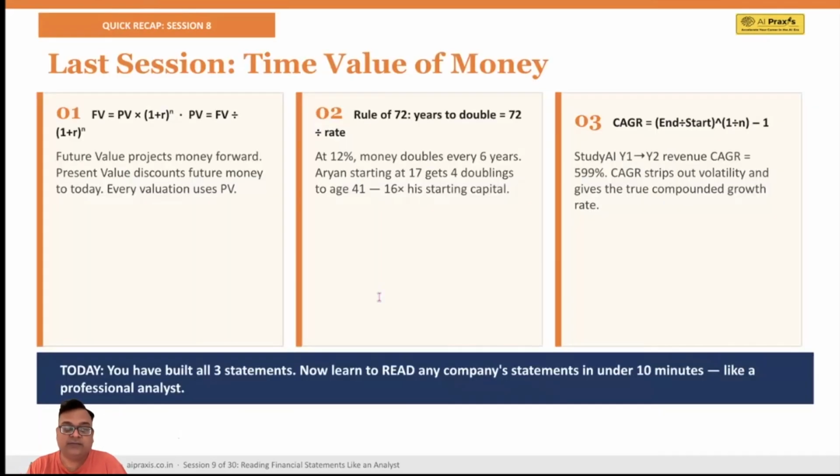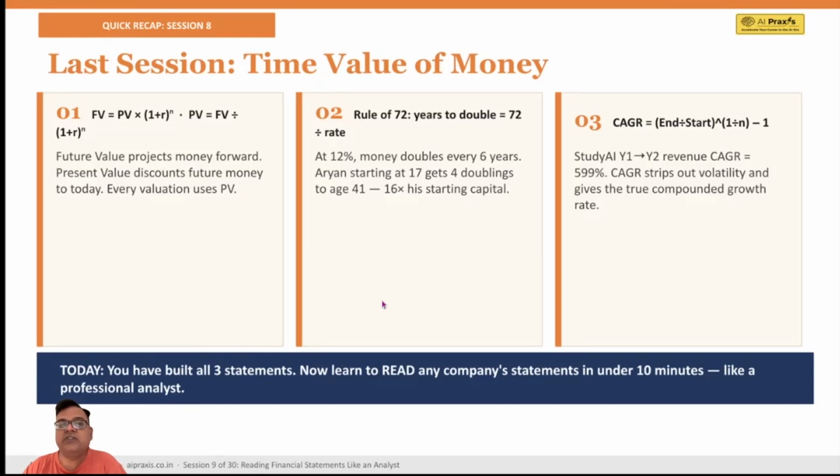So let's get started. Let's quickly recap what we learned earlier. First, we'll start with the future value and then present value. So the future value formula was FV is equal to PV into 1 plus R to the power N, where FV is the future value, PV is the present value, R is the rate of interest, N is the number of periods. It can be months, it can be years, whatever. Now, these formulas help us understand how money moves across time.